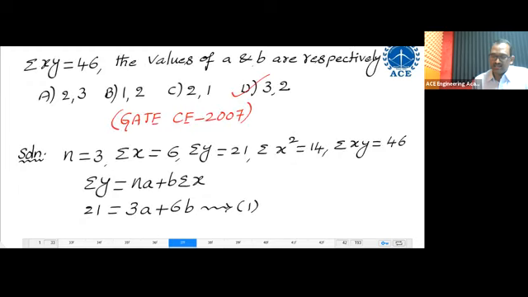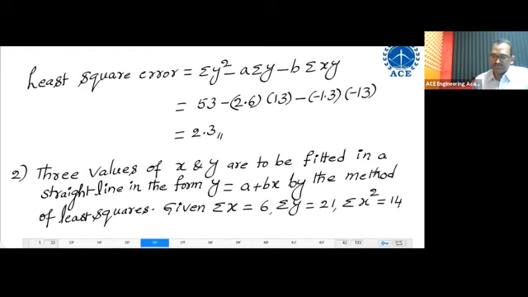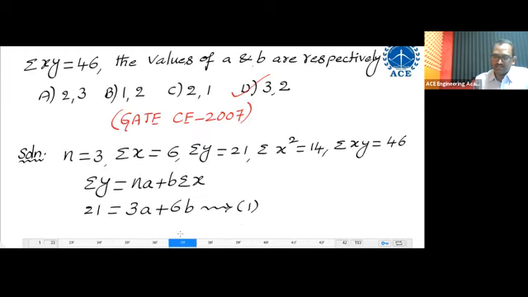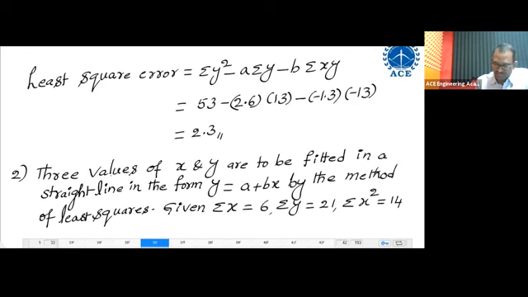How did I take n equal to 3 in the second problem? In the problem, they mentioned 3 values of x comma y, meaning x0, y0, x1, y1, x2, y2. So 3 values of x comma y, so the n value is 3.